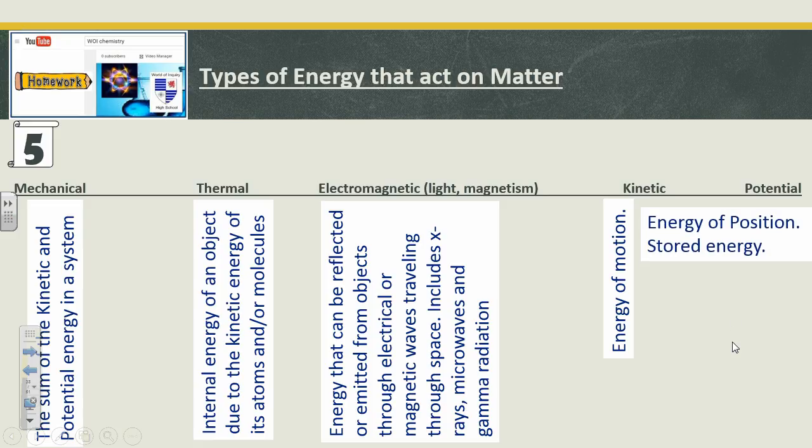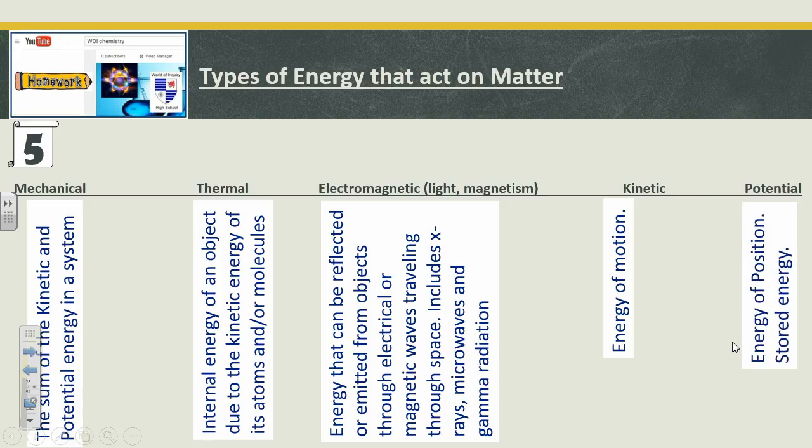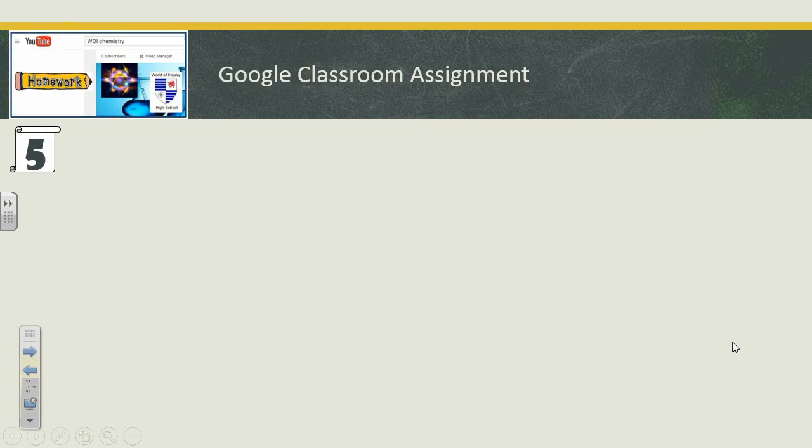The potential is the energy of position, or the stored energy. We're going to learn that chemical bonding has stored energy in there. It doesn't have to move anymore, but it has a potential to do something. Okay, so energy of position or stored energy would be called potential energy. Those are 5 different kinds of energy that we might have to talk about at some point within the year.